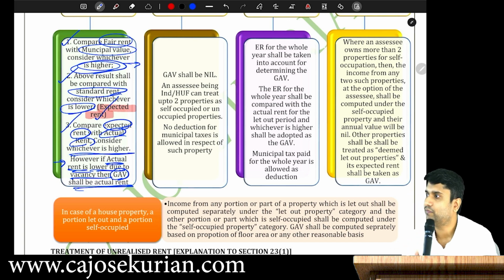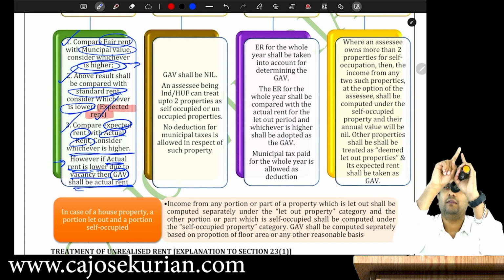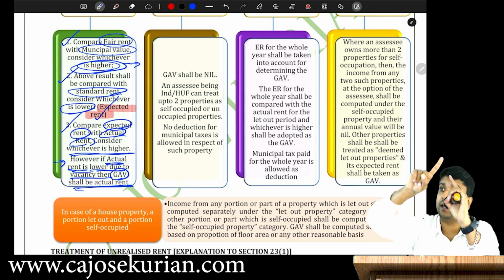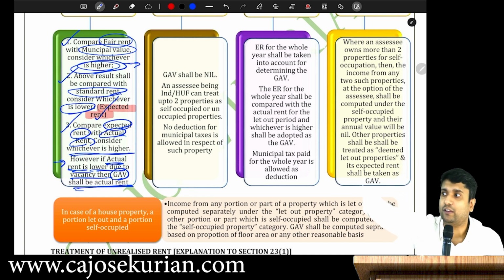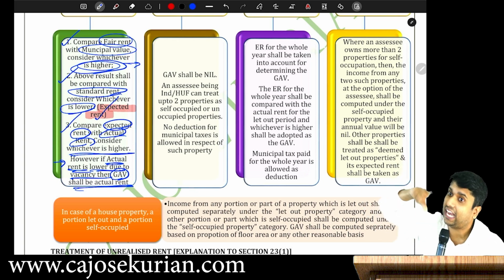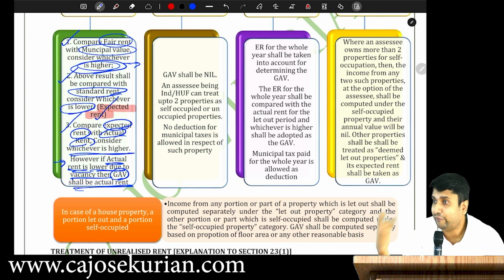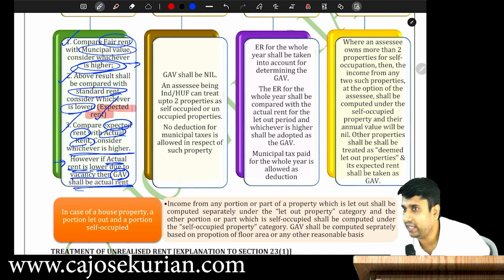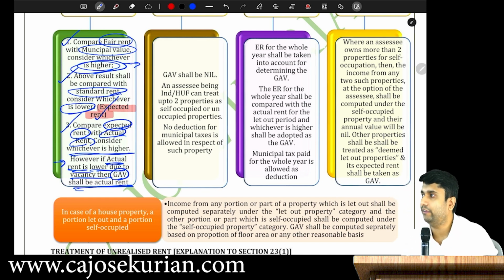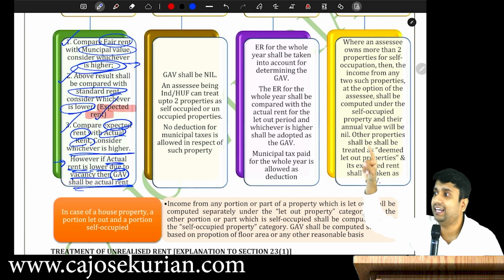Then what to do? You take the fair rent as the outcome of step number 1, because municipal value is not available. Then you take that fair rent with the standard rent and pick the lower. With the available figure, do it. Are you with me? What if standard rent is not given? Then don't do step number 2.